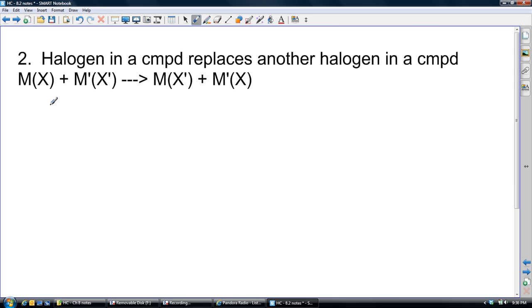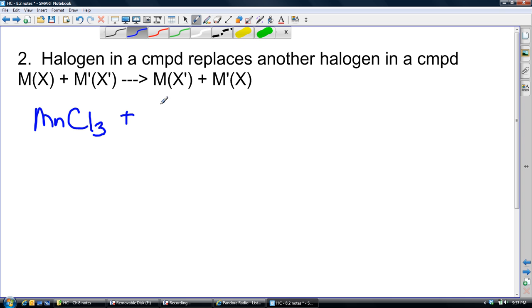Alright, then halogens in a compound replace another halogen. So now here it could be, let's say, manganese chloride, and we'll say it's manganese 3. Reacts with calcium bromide. Sorry, a little messy there. Try that again. Calcium bromide.